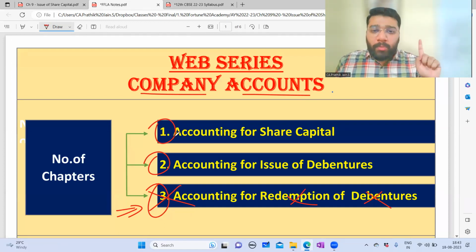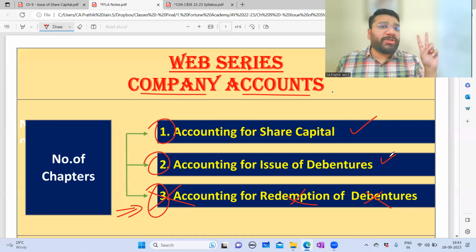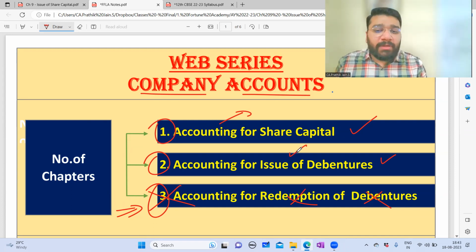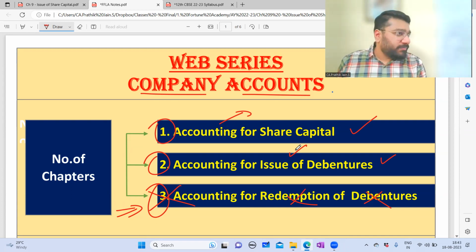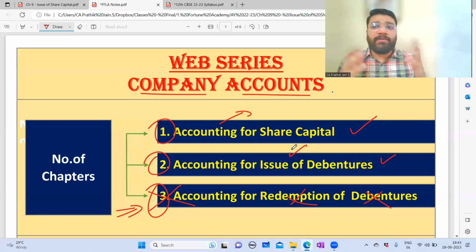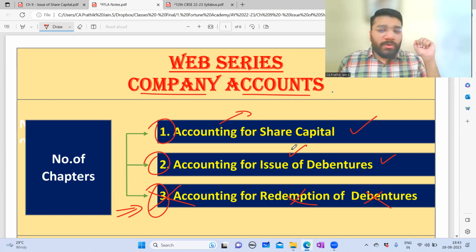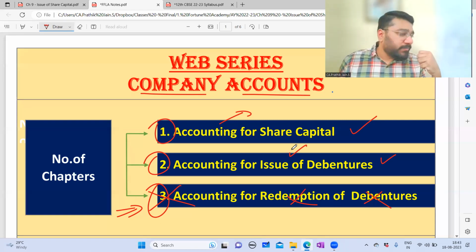So let me reiterate my point one more time. In company accounts, we are primarily going to deal with 2 chapters. One is accounting for share capital. Second is accounting for issue of debentures. Accounting for share capital is going to take a good amount of time. And once this chapter is understood properly, a replica of this chapter is accounting for issue of debentures with slight changes and modifications. But it is very easy. People somehow have a phobia with this topic, especially as certain concepts are quite tricky. So definitely those concepts I'll put in a certain way which will become easy for you to understand.